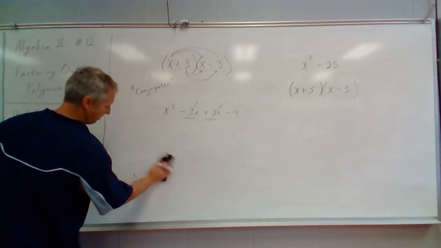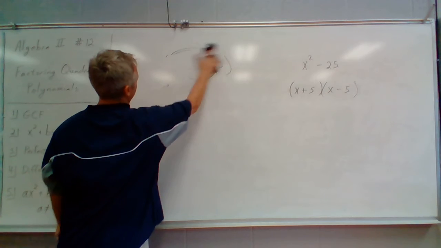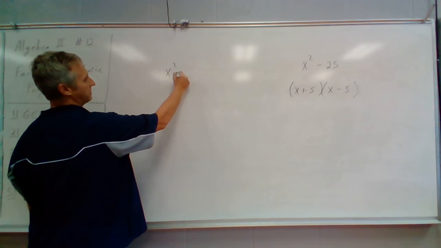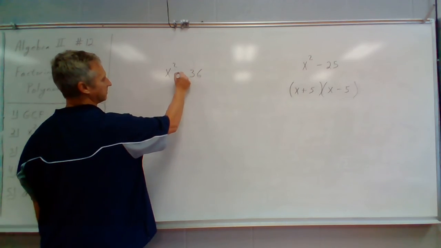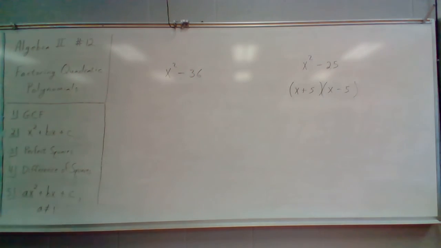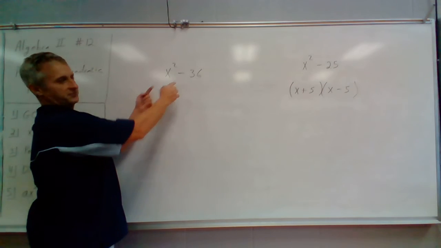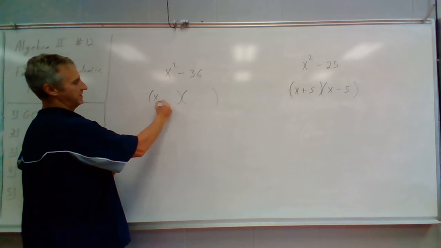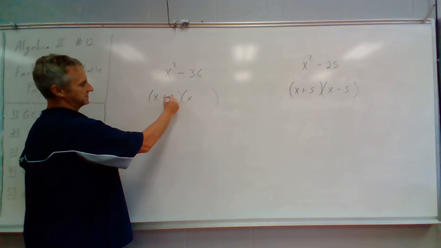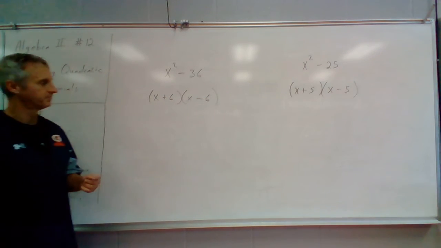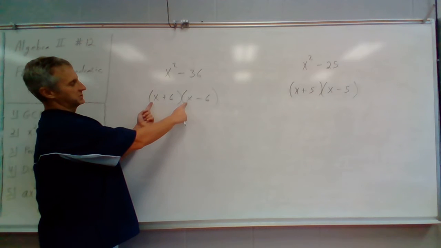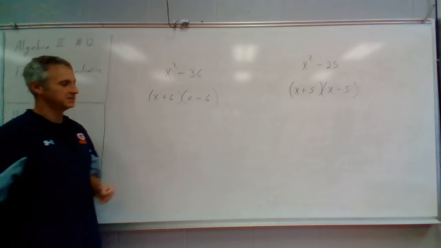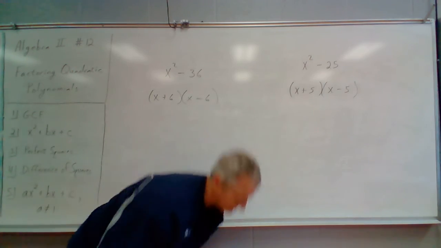Let's try one more. x squared minus 36. So this is a difference of squares. We can factor it as two conjugates. So x and x. And it'll be x plus 6 and x minus 6. Double check, x squared minus 6x plus 6x, those cancel. Negative 36, and I've got it. Let's do one more of those.